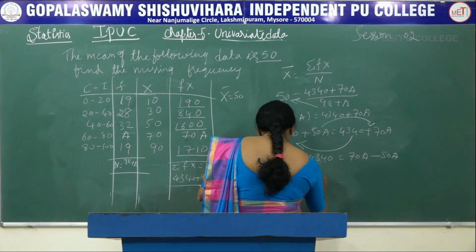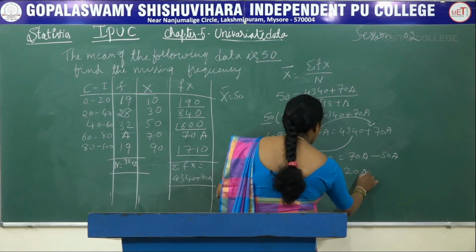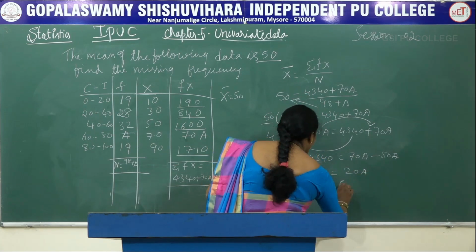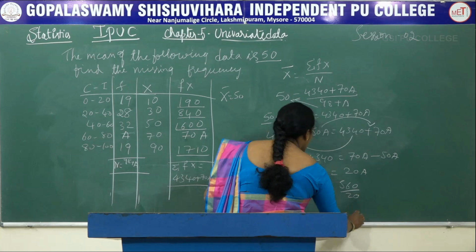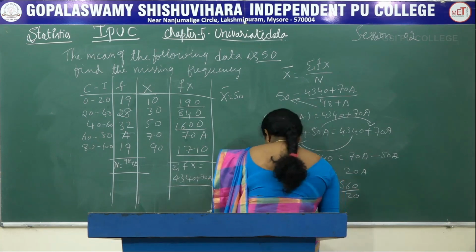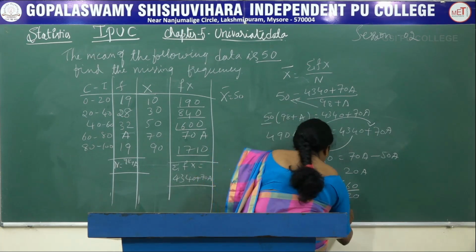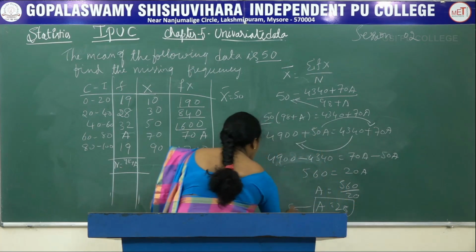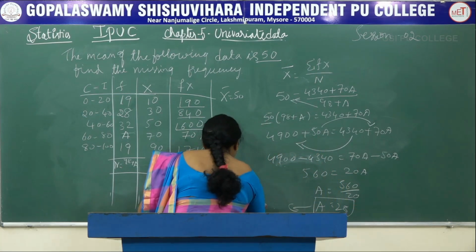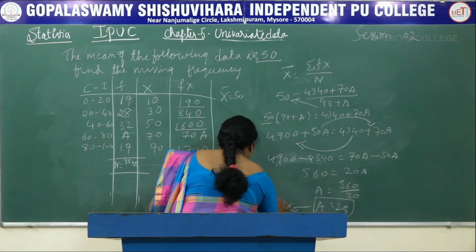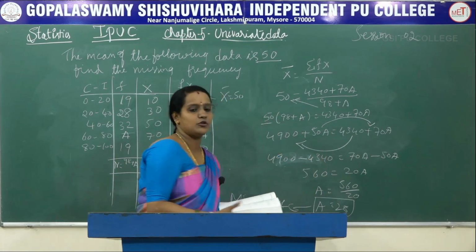It is 560 is equal to 20A, or A is equal to 560 divided by 20, and your A value is 28. And this is your missing frequency. A is equal to 28.